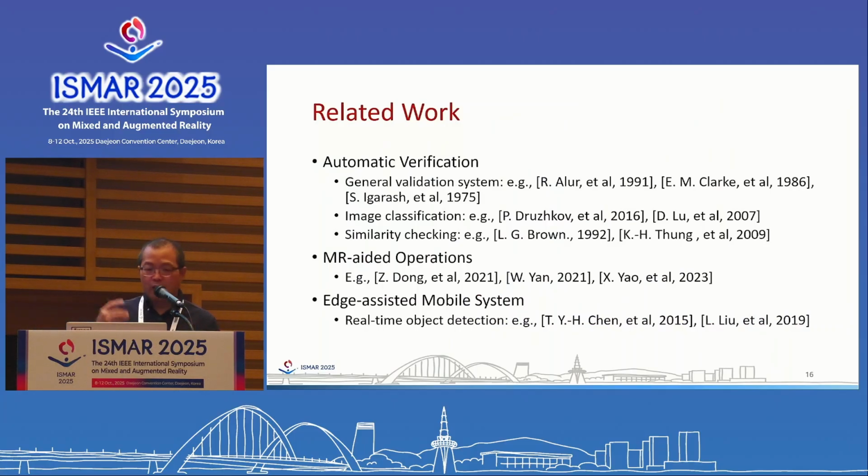To sum up, our work is closely related to three pieces of work. The first one is auto verification, which is widely studied in programming languages. Typically, when you program in Python, we have an automatic check, right? Also image classification and similarity check. And there are also some prototype MR operation systems, but they don't study the auto verification part. And we use an edge-assisted mobile design to try to ensure the end-to-end performance is desirable.